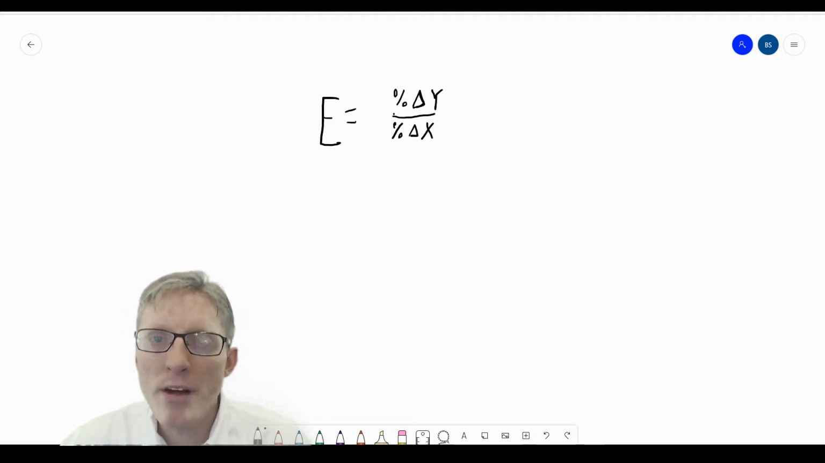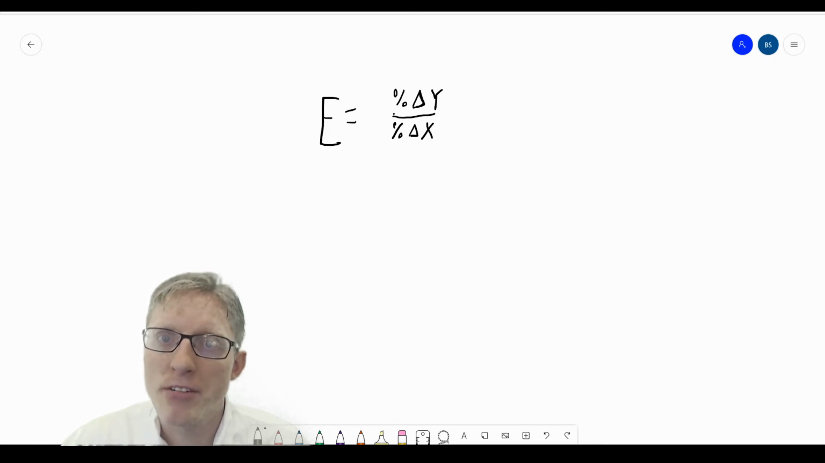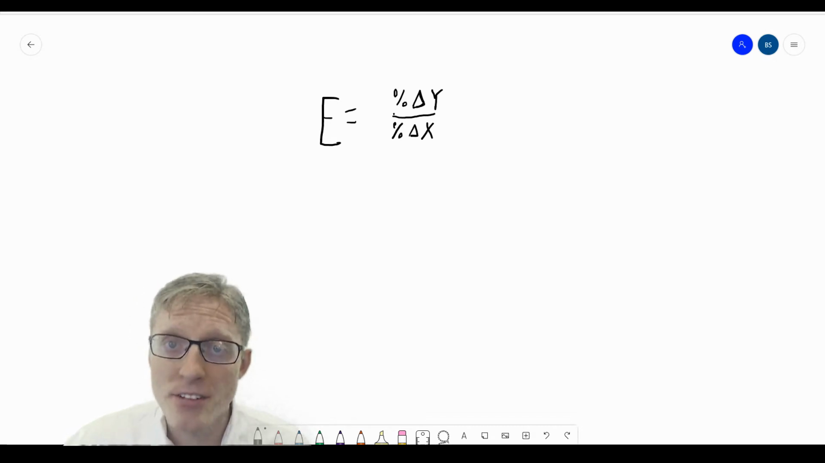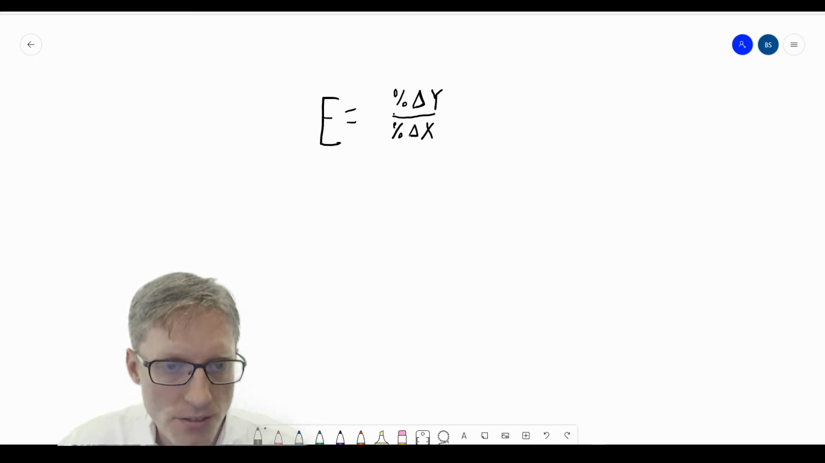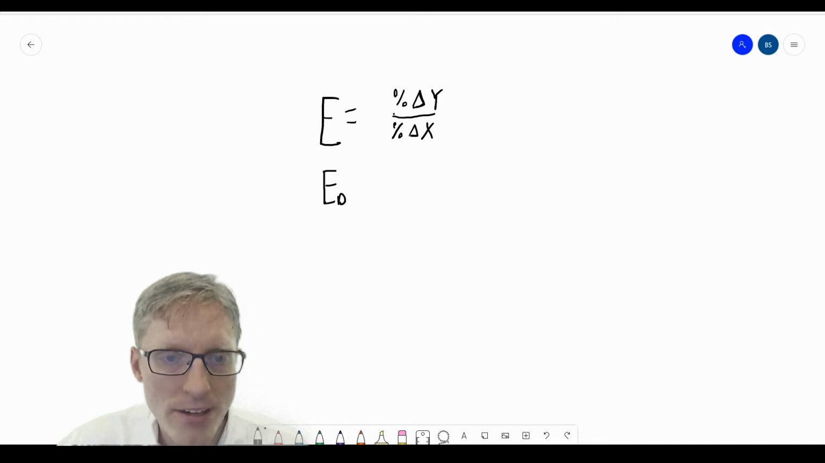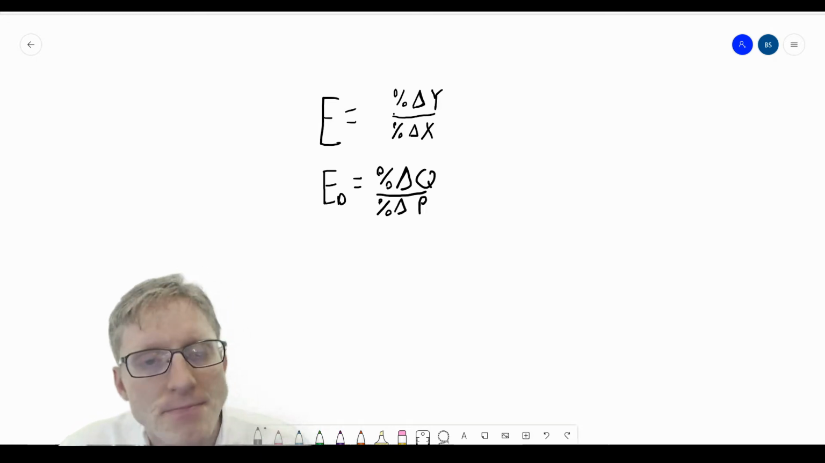Okay. Now, one type of elasticity that we'll focus on a lot in this class is the elasticity of demand. So let me write down the elasticity of demand. The elasticity of demand is equal to the percent change in the quantity demanded for a percent change in the price.